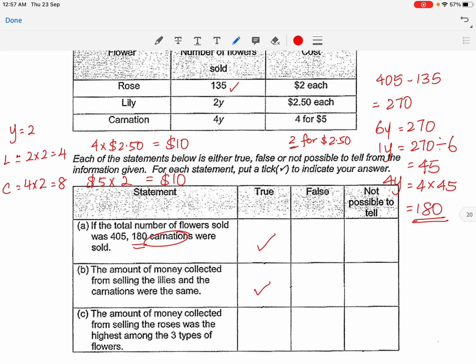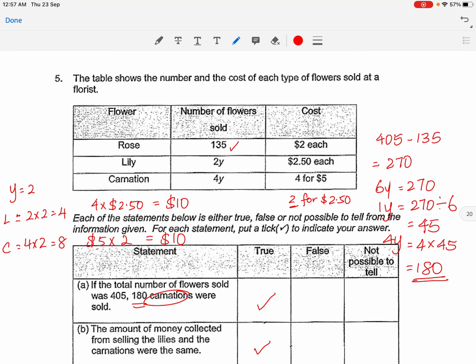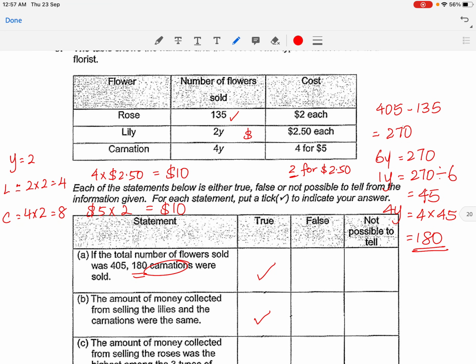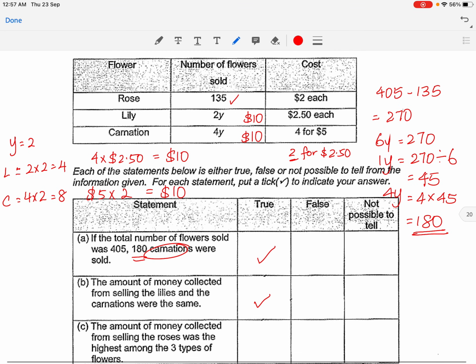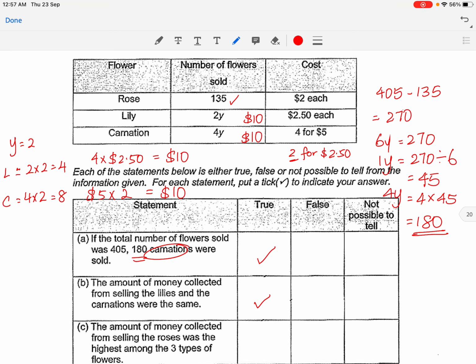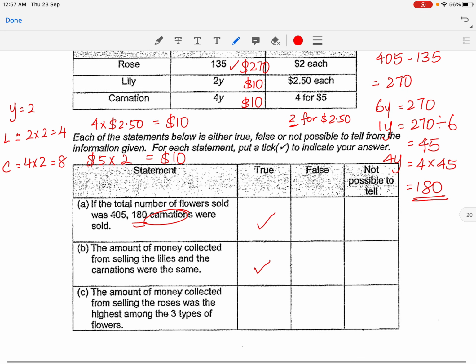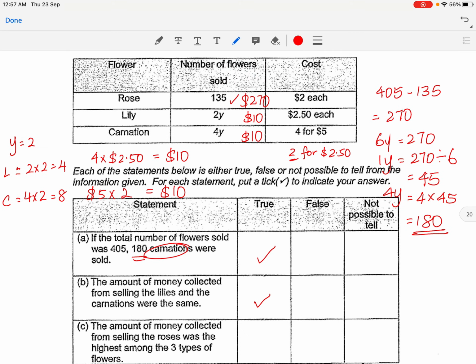Alright, for the third one, the amount of money collected from selling the roses was the highest among the types of flowers. This is not true, and this is not false. It's quite impossible to tell because you would not know the value of y. Let me try to prove it. If y equals 2, it will be $4, and it will be $10, and it will be $10 over here. And 135 roses times $2, you will get 270. Now this is true when the y is 2.